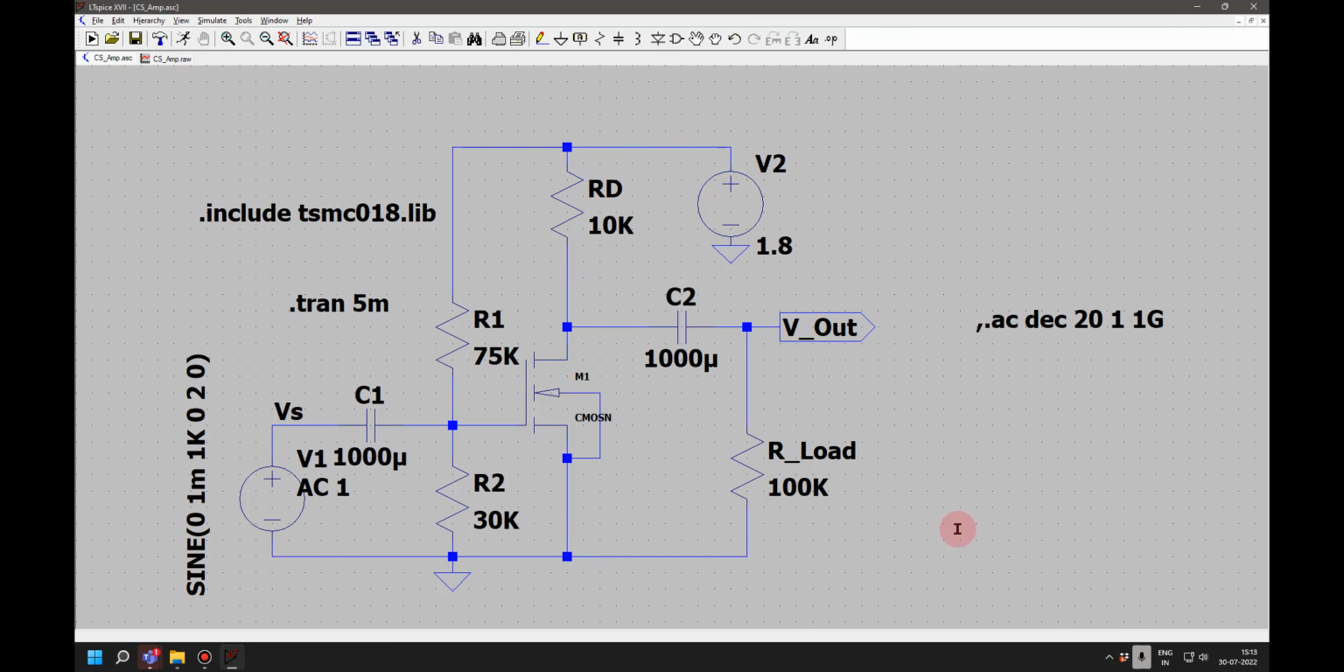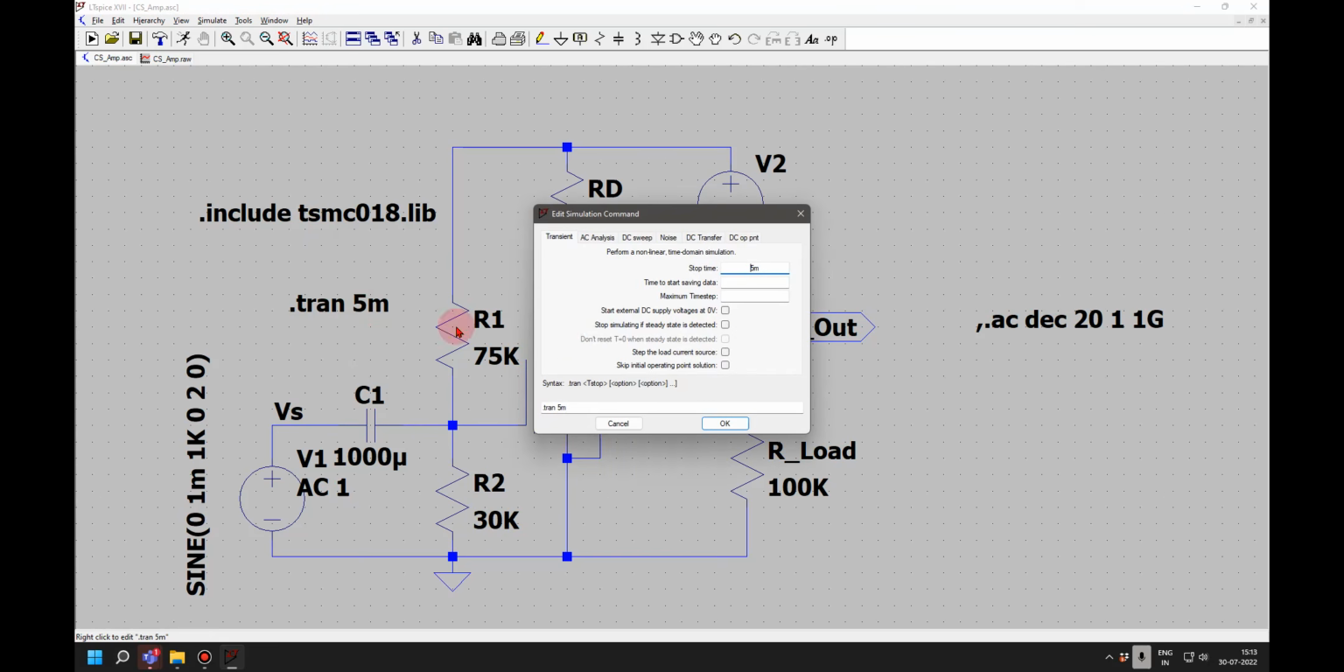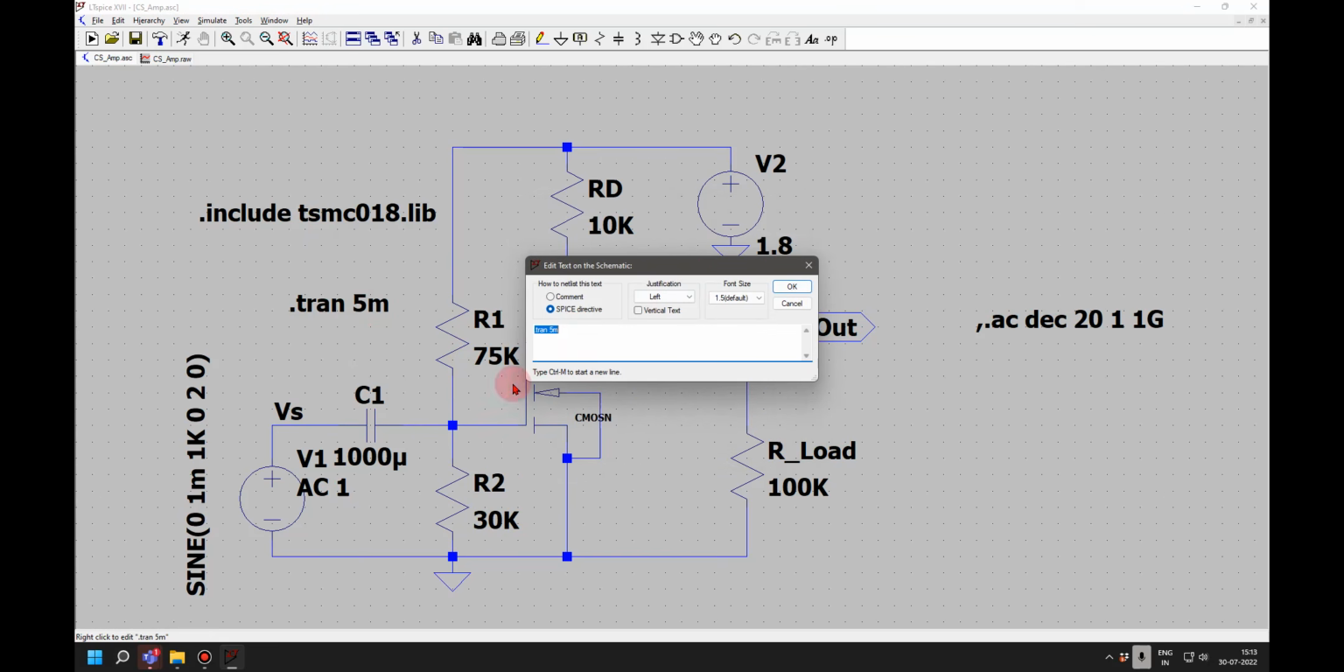So these were the things, and this is known as the transient analysis. Now let me disable this transient analysis.